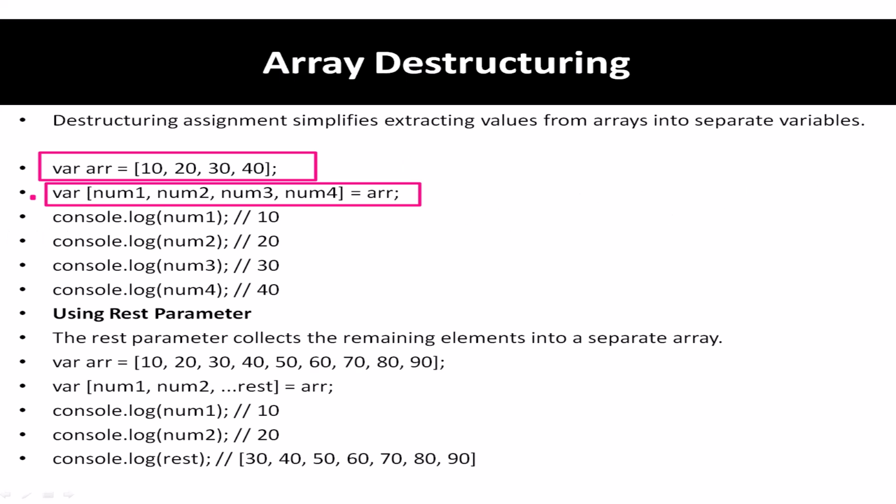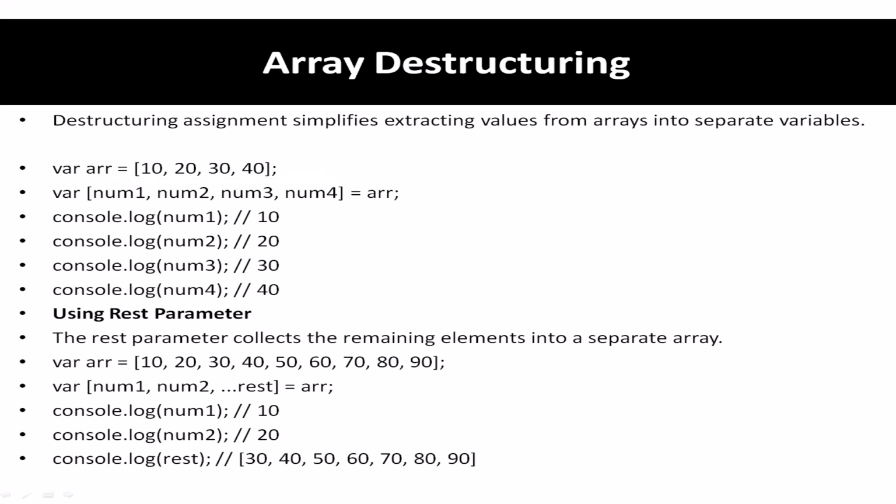It means the array elements will be given here, and these elements are assigned from here to here. So number 1 is 10, number 2 is 20, number 3 is 30, number 4 is 40. If you specify number 5 also, it will be empty. Like that it will be treated.